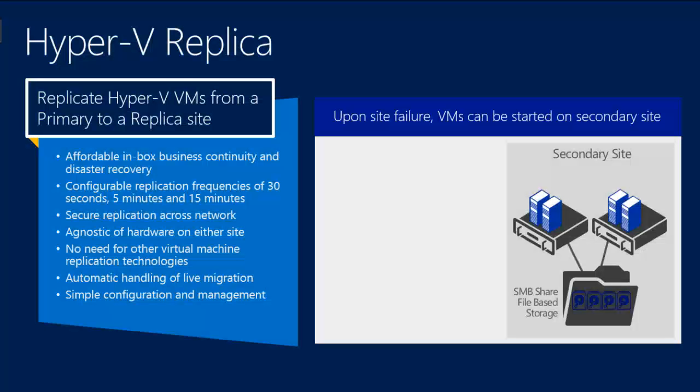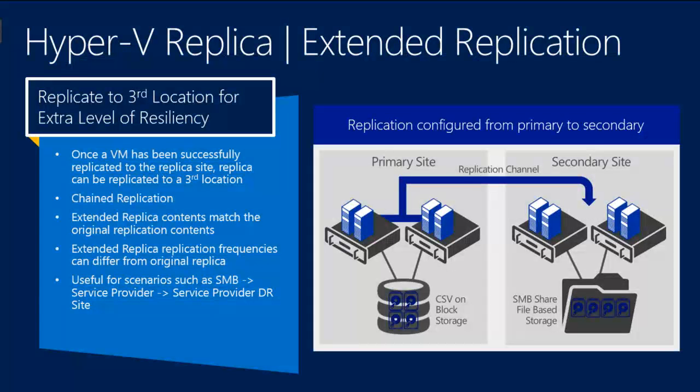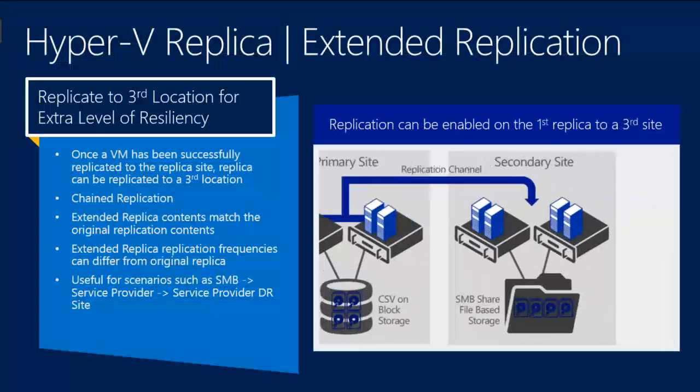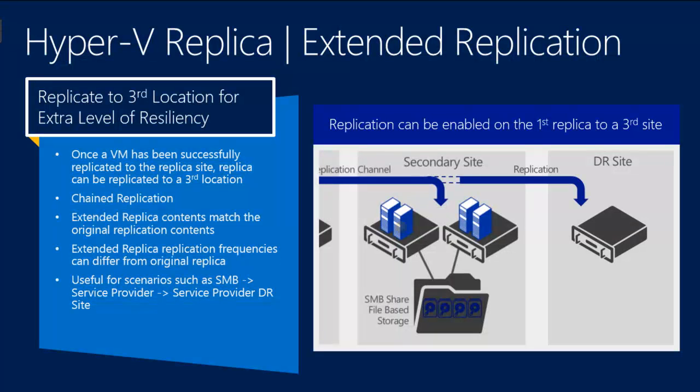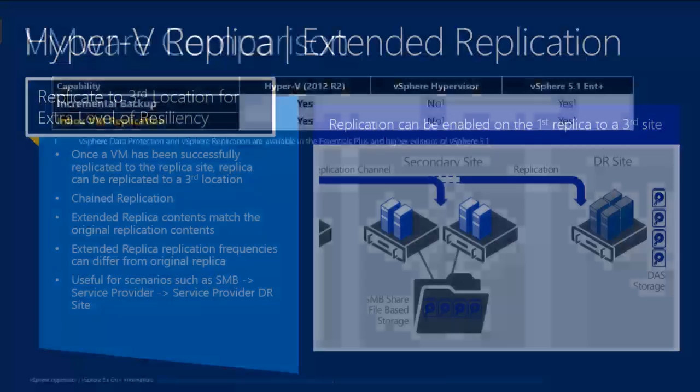Now, what happens if we want to go beyond that second site? Well, in 2012 R2 specifically, we're extending replication still further. So we've got primary to secondary sorted, but say I'm a service provider, I'm working with you, you've replicated to me, and I'm looking after your environment. But I need a resilient infrastructure myself. My main site's resilient, but I need a second site as well. So I can now replicate your stuff to a third site as well. You're replicating to me, and I'm replicating that same stuff onto a third site for extra levels of resiliency. That's in R2, something new that we introduced in 2012 R2.